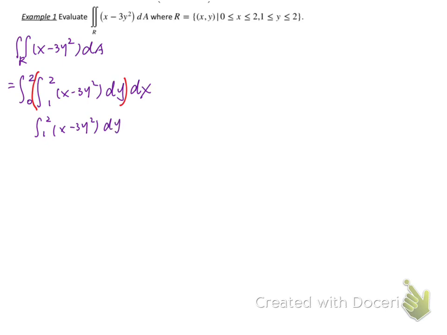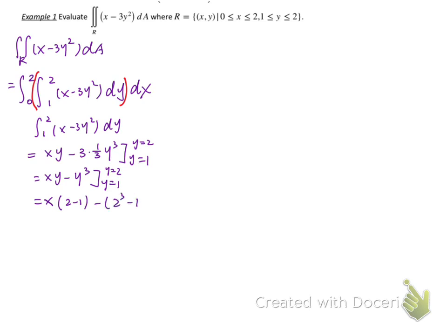This is like a partial derivative. You are differentiating with respect to y. So y is the variable and x is the constant. This will give me xy minus 3 times a third y to the third power. But because you have x and y, when you write your limit, don't just write 1 to 2. You'll get confused. This is y goes from 1 to 2. This actually is xy minus y to the third power, y goes from 1 to 2. So that is x times (2 minus 1) minus (2 to the third power minus 1 to the third power). That will be x minus 7.